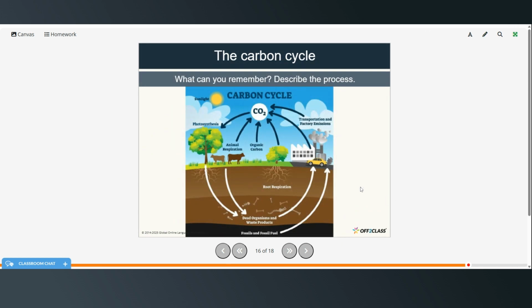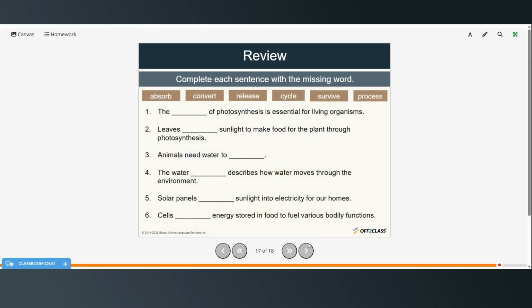All right, let's see what you can remember about the carbon cycle. And from the picture, what can you remember about the process? All right, and then you can pause the video, try this review slide, and then restart when you're ready to check your answers.